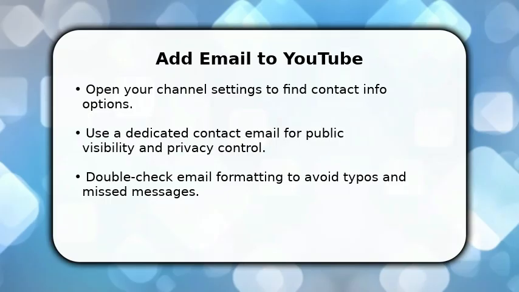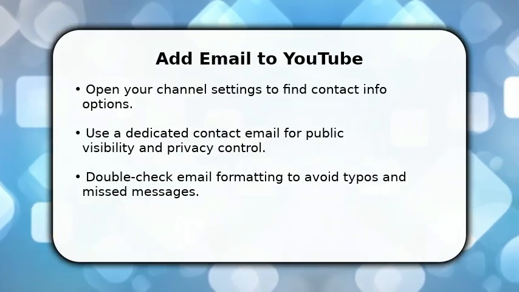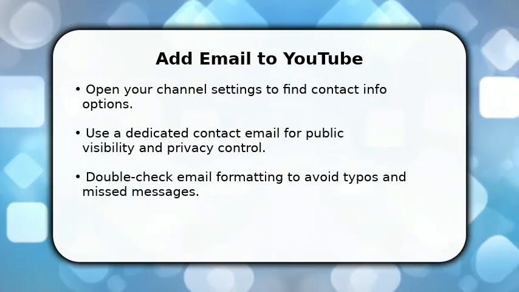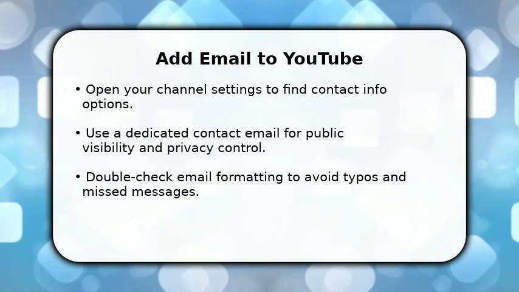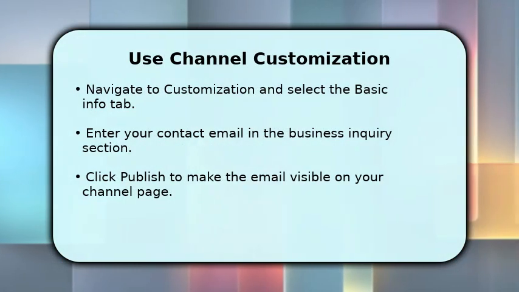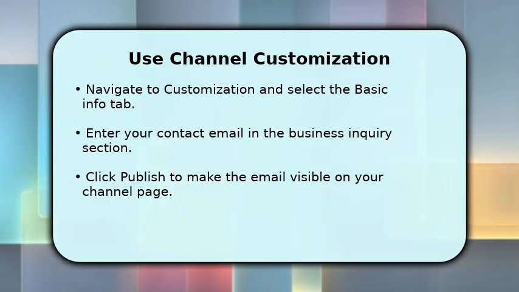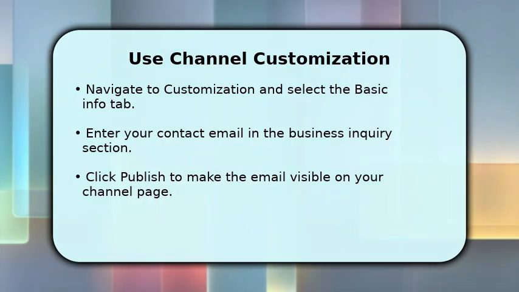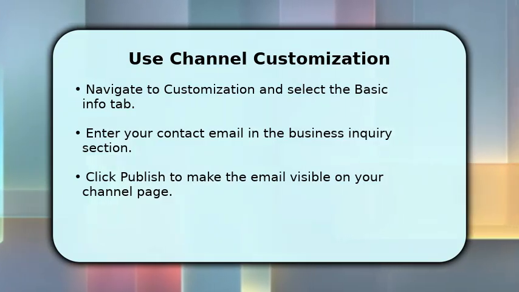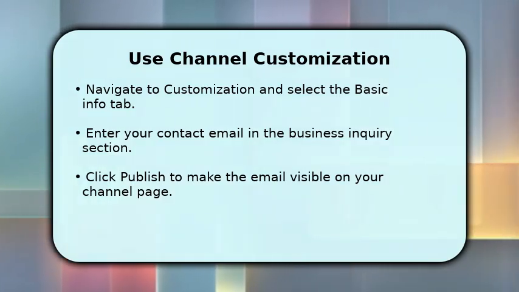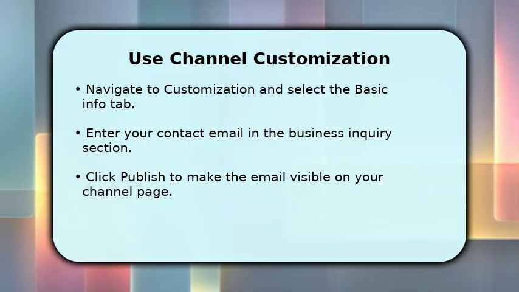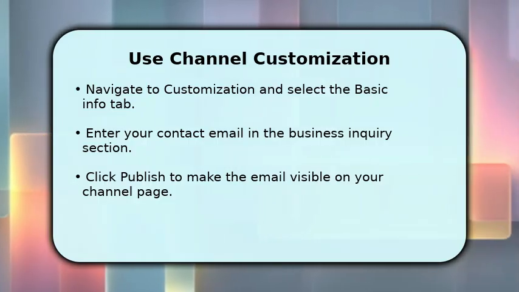Save changes and preview your channel to confirm the email displays correctly and is clickable for viewers to reach you easily. Open YouTube Studio and head straight to Customization, then Basic Info to place your email where viewers look. Add the email under Business Inquiry or Contact Details so it appears on your channel banner and About tab. Use a clear label like Business to guide viewers.